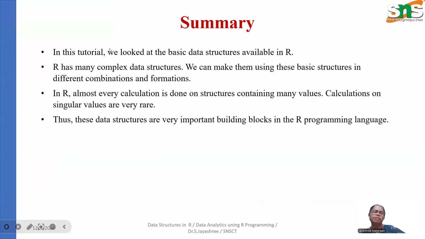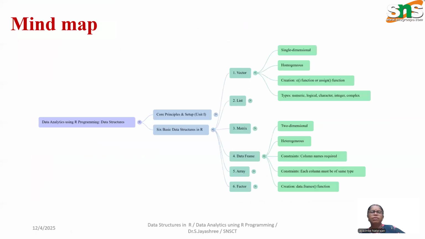So today the summary is we have discussed various data structures, 6 different basic data structures: vector, list, matrix, data frame, array, and factor. Okay, these are storage elements. These are for storing various types of data.